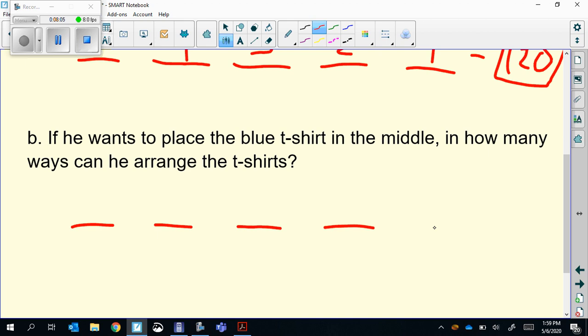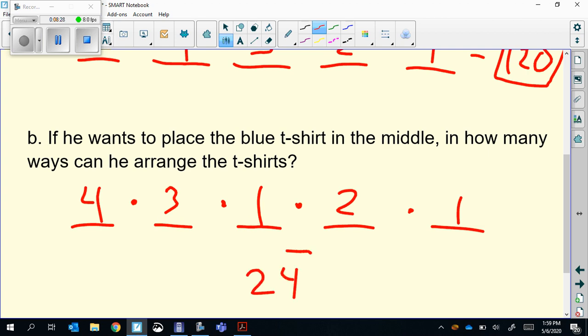Similar concept here to what we did on the last one with the books. He wants blue in the middle. So that means this one has 4 options and 3 options and 2 options and 1 option. So when we multiply for the counting principle here, that's 12 times 2 is 24 times 1, 24 options.